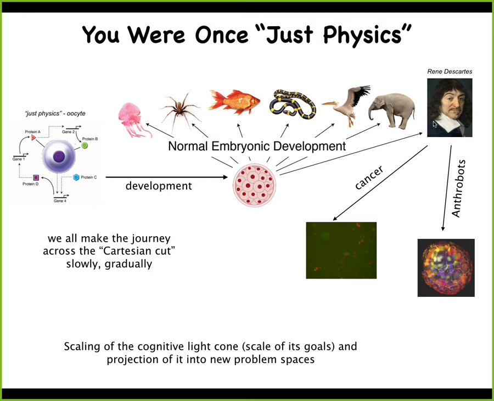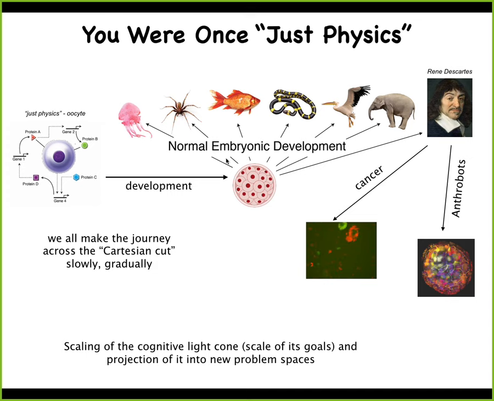And by the way, this is not the end of the story, as I'll show you, because there are ways that this simple subunit scales up to something enormous, but actually it can scale back down again and fall apart into pieces, or in fact transform into something completely different. So while all of us make this journey across the so-called Cartesian cut, we now have to understand the scaling. How is it that the cognitive light cone of these simple systems inflates to something like this?